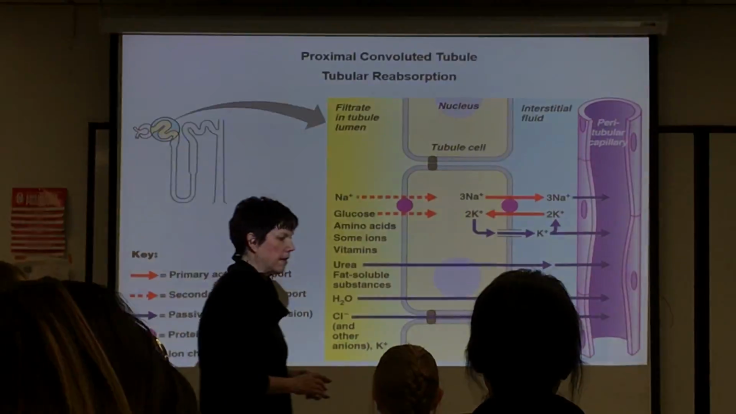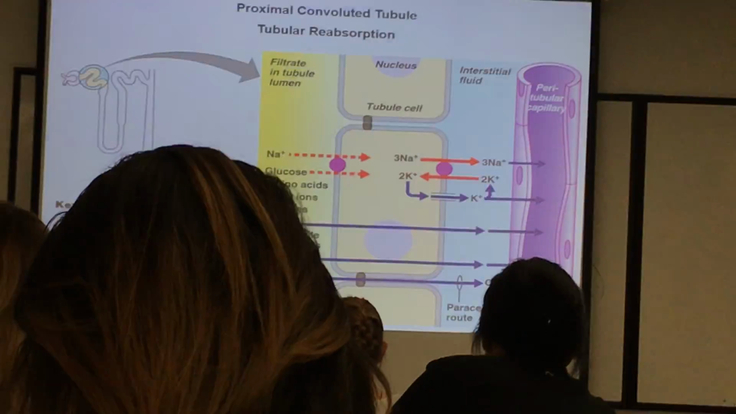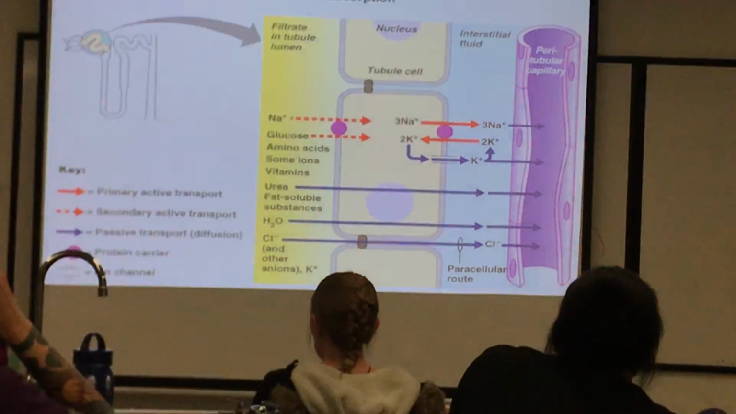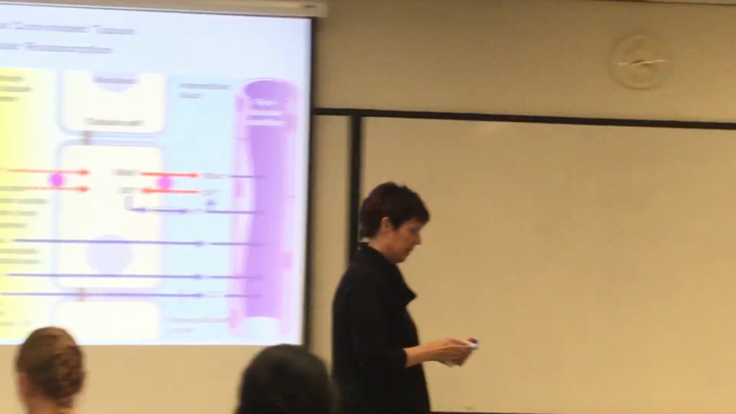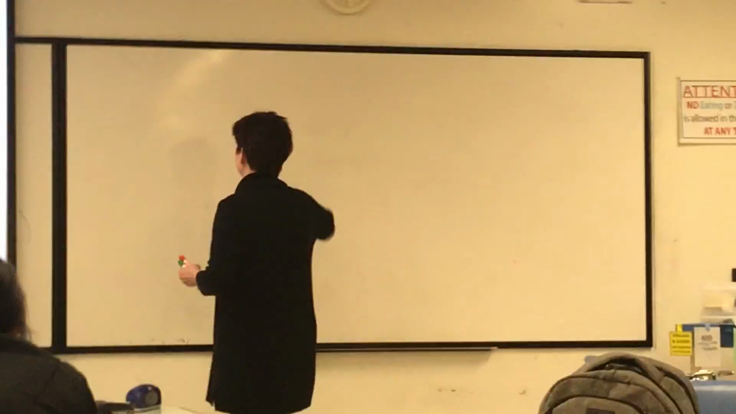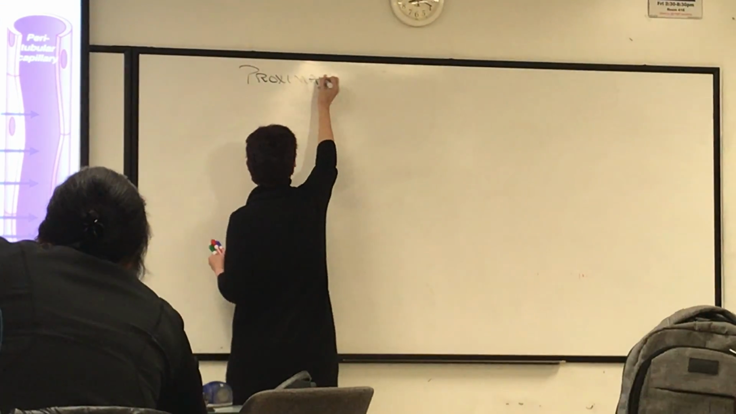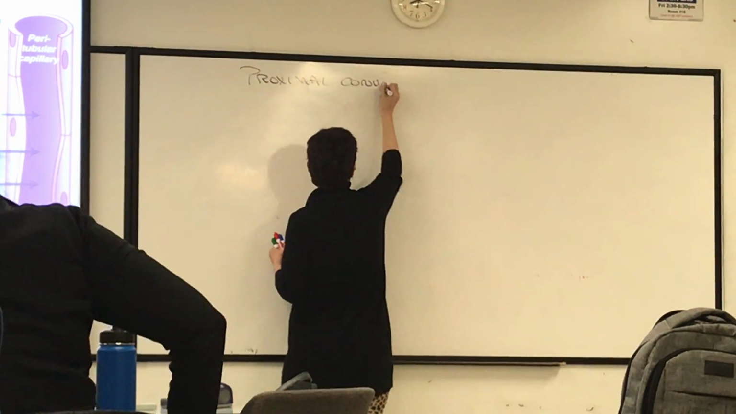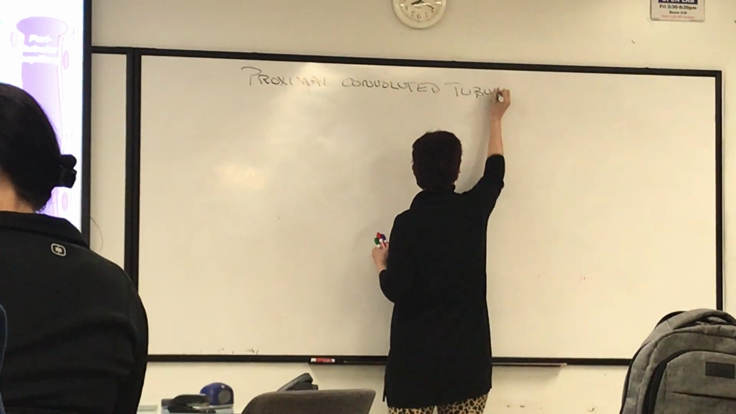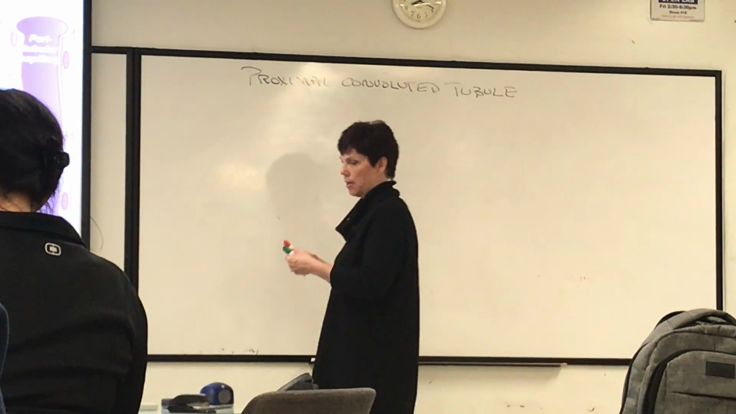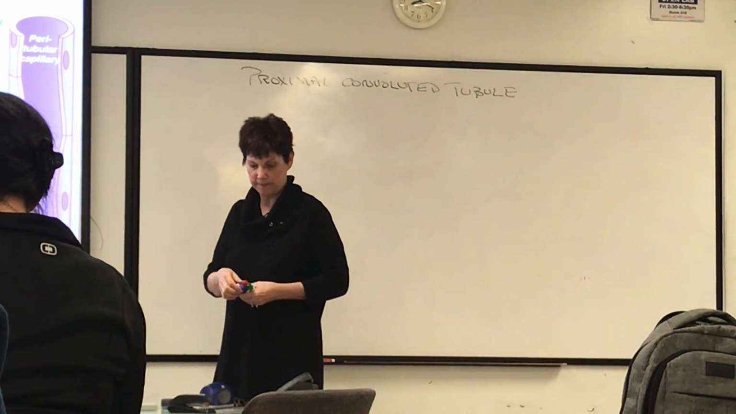So what we're going to talk about next is actually a repetition. If in Bio 430 you learned about secondary active transport, you've already heard the essence of this process. All right? So we are in the proximal convoluted tubule, and we are talking about reabsorption.